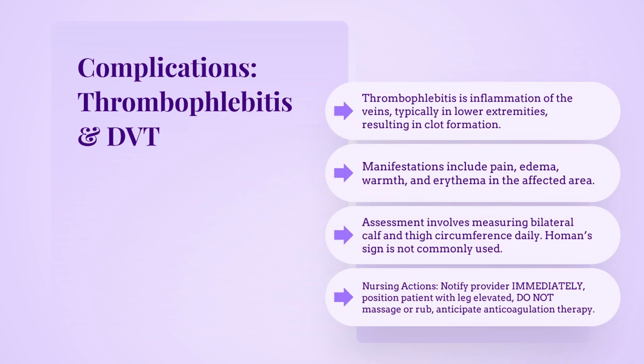So thrombophlebitis is that inflammation of the veins. It's going to be just a discomfort and it can result in those clots. Things you're going to see with thrombophlebitis are pain, edema, warmth, and redness in the affected area. When we're assessing, we're doing bilateral calf and thigh circumferences daily. We want to make sure they're not increasing in size.